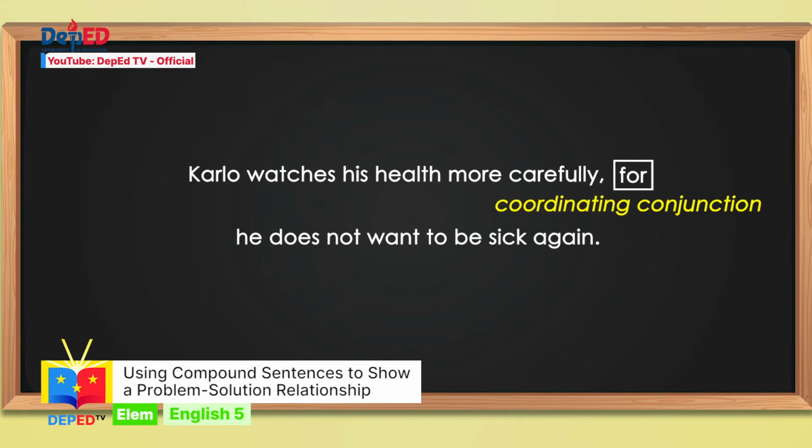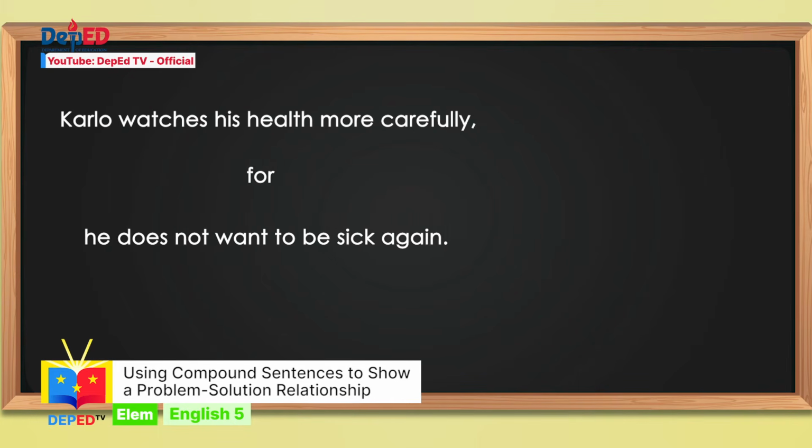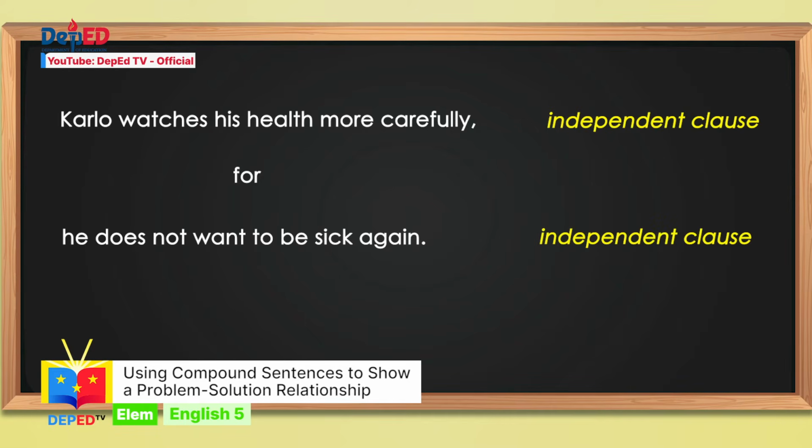Now, this conjunction will serve as a reference where we can separate this sentence into clauses. The first clause is, Carlo watches his health more carefully. And the second clause is, he does not want to be sick again. Notice that both clauses have a complete thought. We call them independent clauses. A sentence with two independent clauses is a compound sentence.